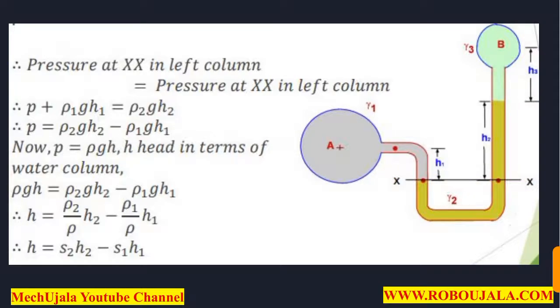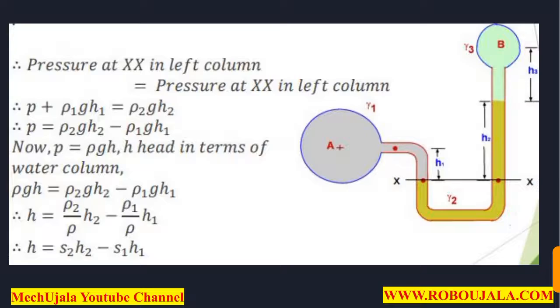Now according to the law, the pressure at point X here and at the point here will be the same because of the same level. So as you can see, the pressure at XX in the left column is equal to the pressure at XX in the right column. After that we have to put in all of these values: what is the pressure in the left column and what is the pressure in the right column. For that, we know the basic formula for pressure is rho gh. Pressure is equal to rho gh.